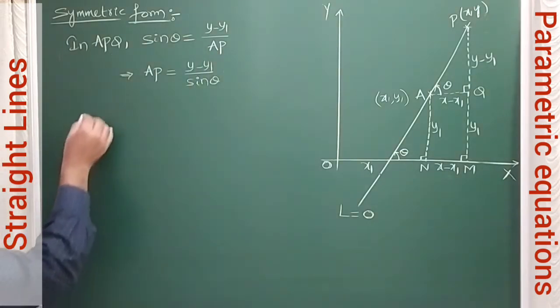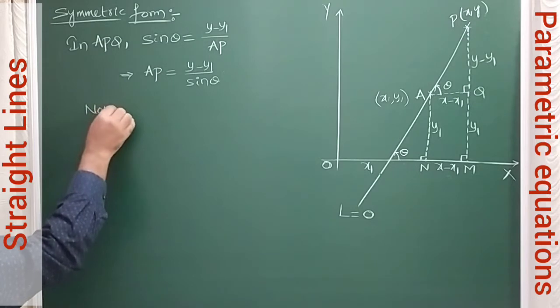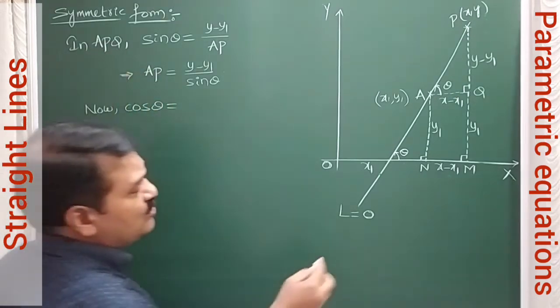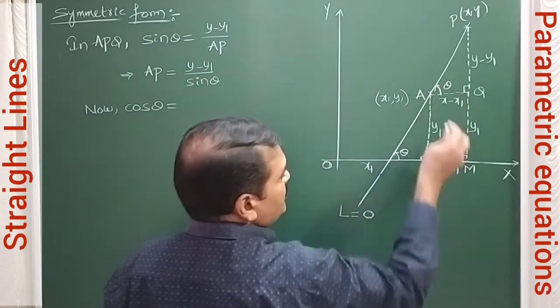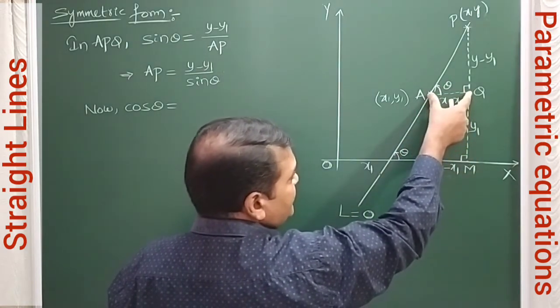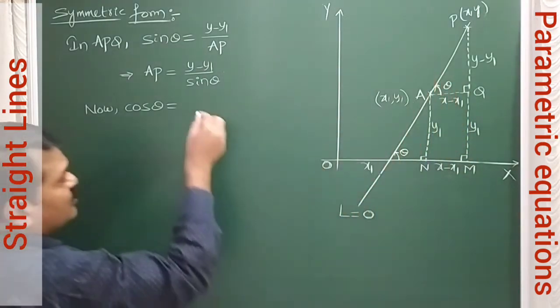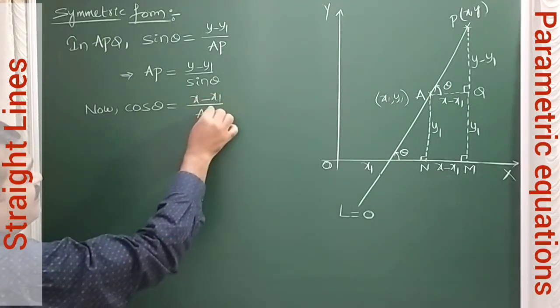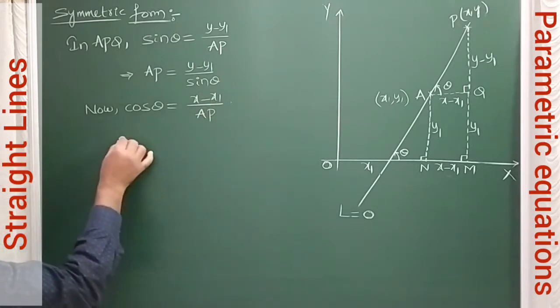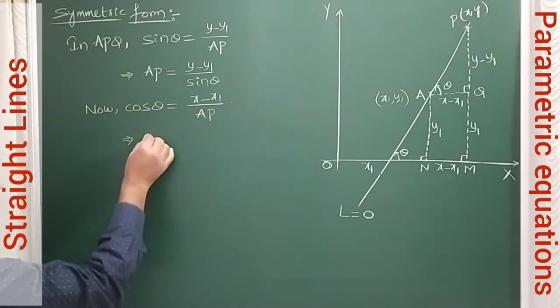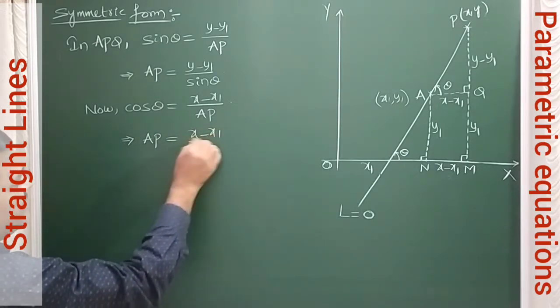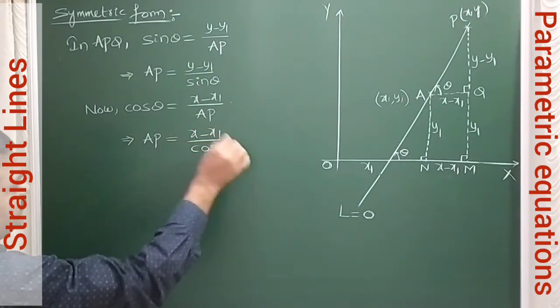Now in the same triangle, let us write the cos theta value. In the same triangle APQ, here you have theta. So cos theta means adjacent side by hypotenuse. So cos theta equals x minus x1 by hypotenuse AP. So from this equation, what is AP? AP is going to be x minus x1 by cos theta.